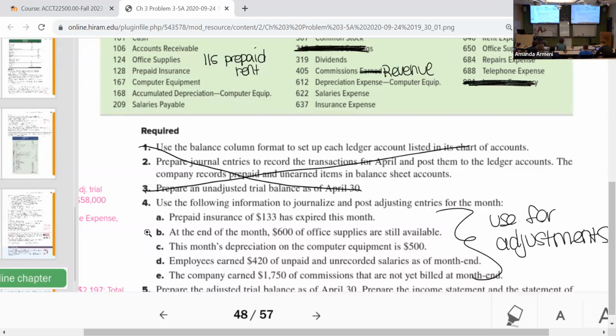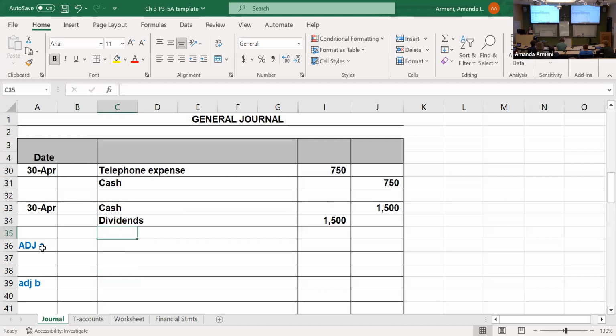I mentioned to you, I will not make you do daily calculations like that. I'll give you a nice clean month. But when they give you the amount, just say thank you. You don't have to try to recalculate it yourself. Just say thank you and put it in your adjustment. Okay, so $133 of insurance has been used. Someone raise their hand and tell me, what am I going to include in my journal for adjustment A?